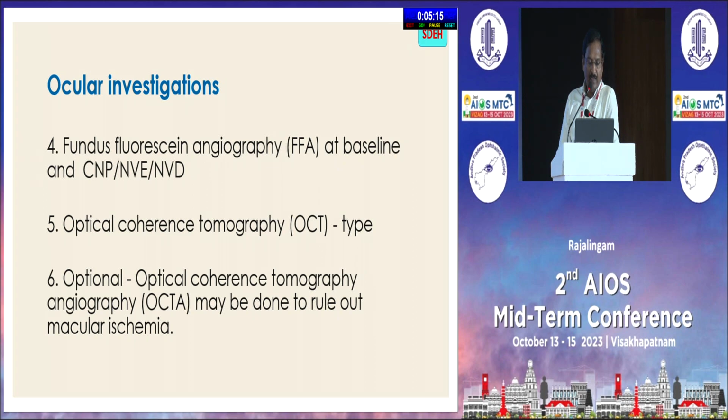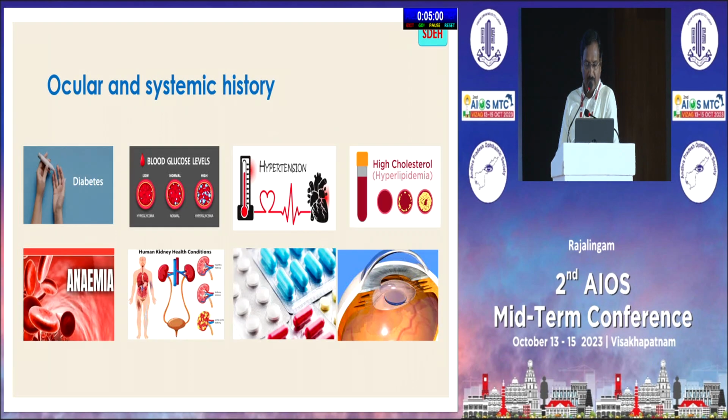to identify CNP, NVE or NVD. Then optical coherence tomography is a very important tool, where you can classify whether the macular edema is central involved or non-central involved. If you have the option of an OCTA, identifying the macular ischemia is very important. And ocular examination and taking history is very important.